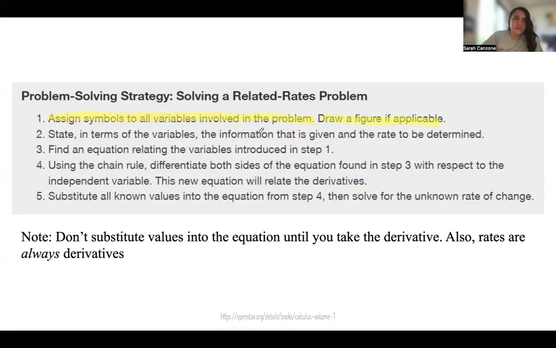All right. The next thing we want to do is state in terms of the variables we just kind of found, the information that's given, and we want to figure out what it is we're trying to find. Typically, we're going to want to find a rate. Sometimes we're going to be given the rates and asked to find something else, but rates are always going to be included because, again, this is calculus and that's just kind of what we're dealing with. So we're going to try to figure out what exactly it is that we are looking for.